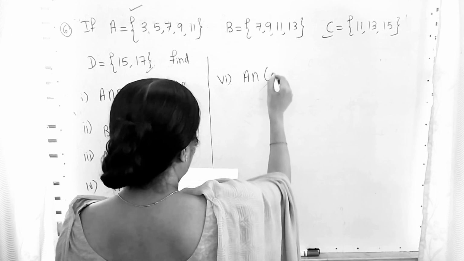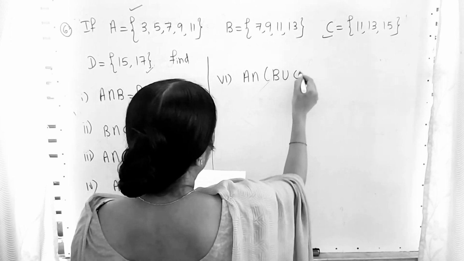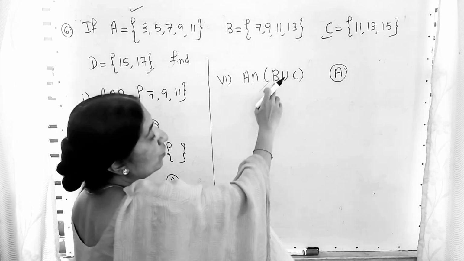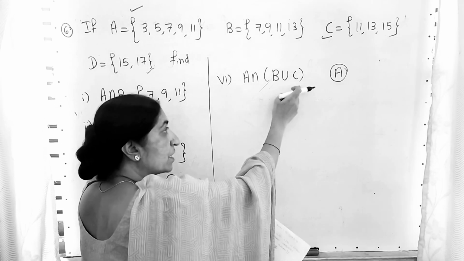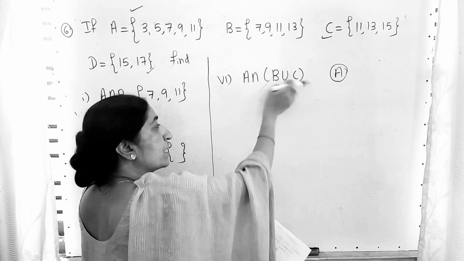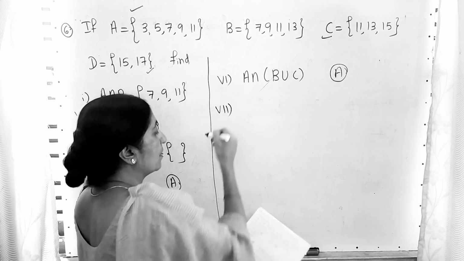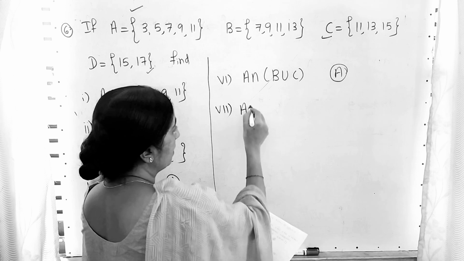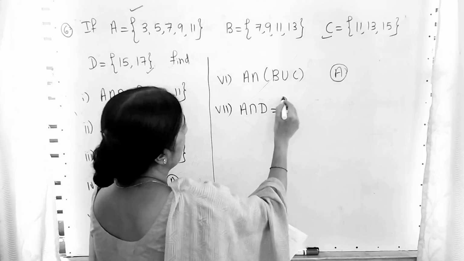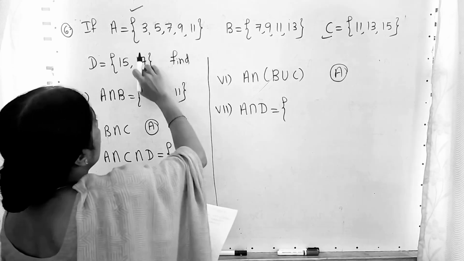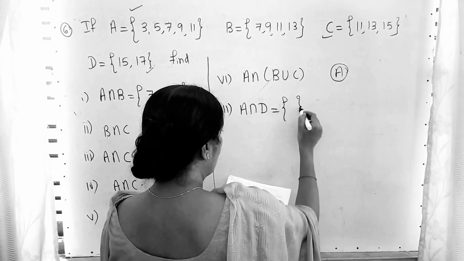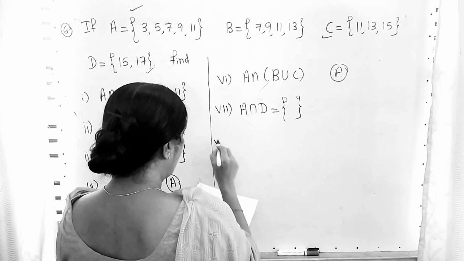A intersection B union C. Even though I am giving you this as an assignment, I will give the hint. You have to calculate first B union C, then from these two sets write down the common element. Next, seventh one, A intersection D. A intersection D means again common element. There is no common element in A intersection D.